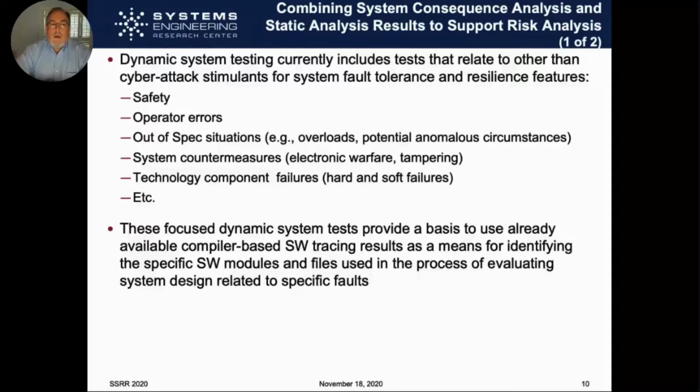And then we're still faced with the question of how to relate that risk analysis to the individual code elements. And for that task, we turned to something called dynamic system testing. Dynamic system testing is done for every system at one point or another to test for things like safety and operator errors, out of spec situations, and so on. And these tests provide a basis for relating test outcomes to compiler-based software testing, so we can understand the relationship between a given test that's performed and the software in terms of what elements of the software are engaged during the test. Let's go to the next slide, please.